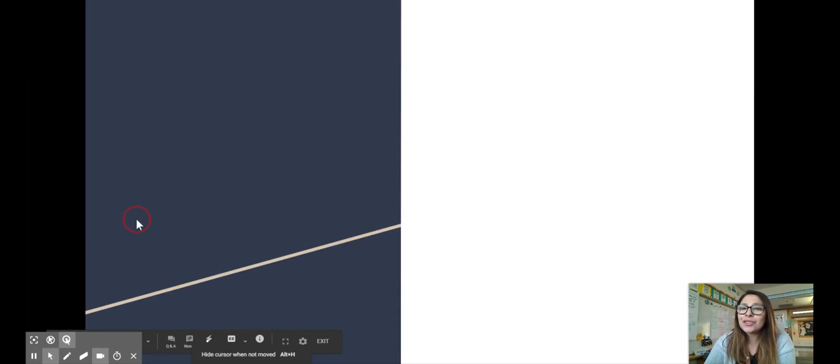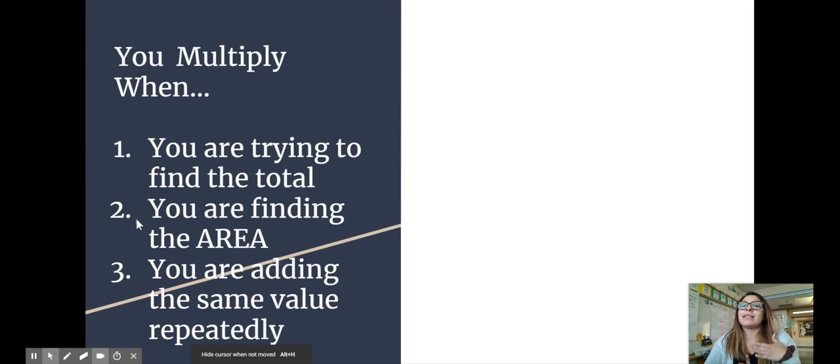All right, guys, so the first thing we're going to make sure we understand is you multiply when you are trying to find the total. So whenever we're doing our strip diagrams, making sure we know where that total goes. If we don't know it and that's where our question mark is, well, that's when we're multiplying. You are finding the area. So that's length times width, right? And then the third one is you are adding the same value repeatedly. So let me show you what that looks like on the board.